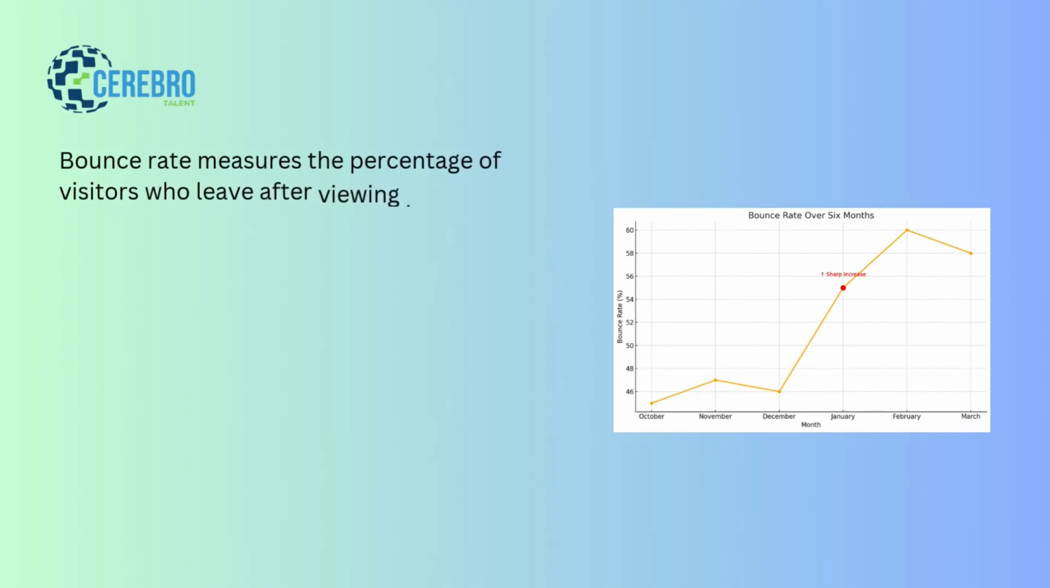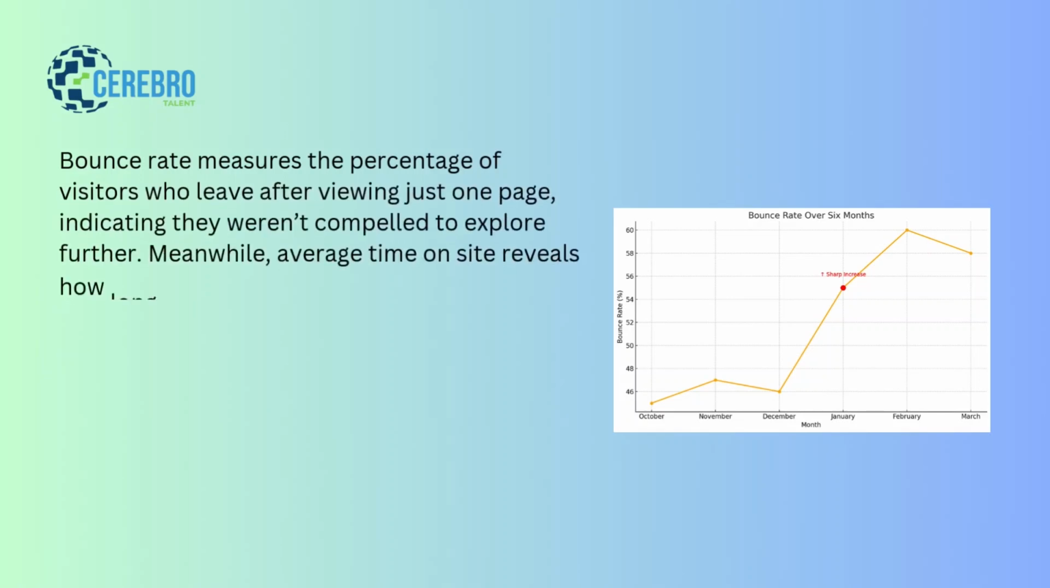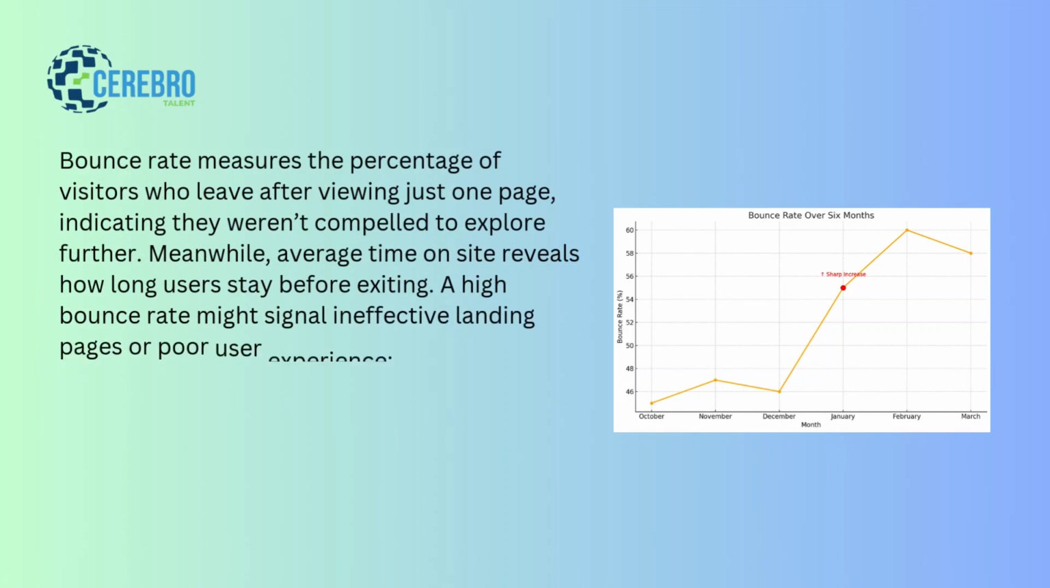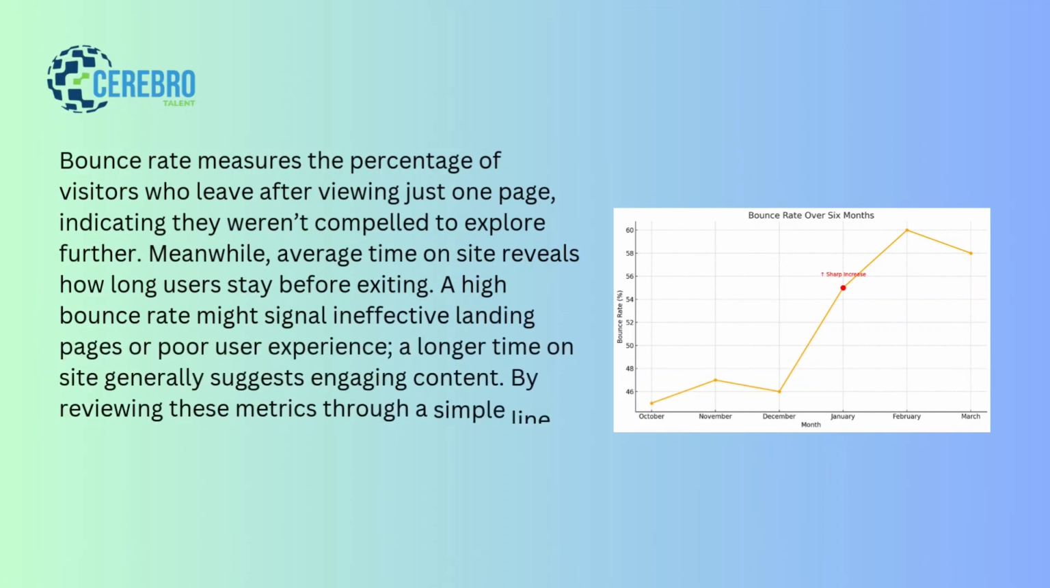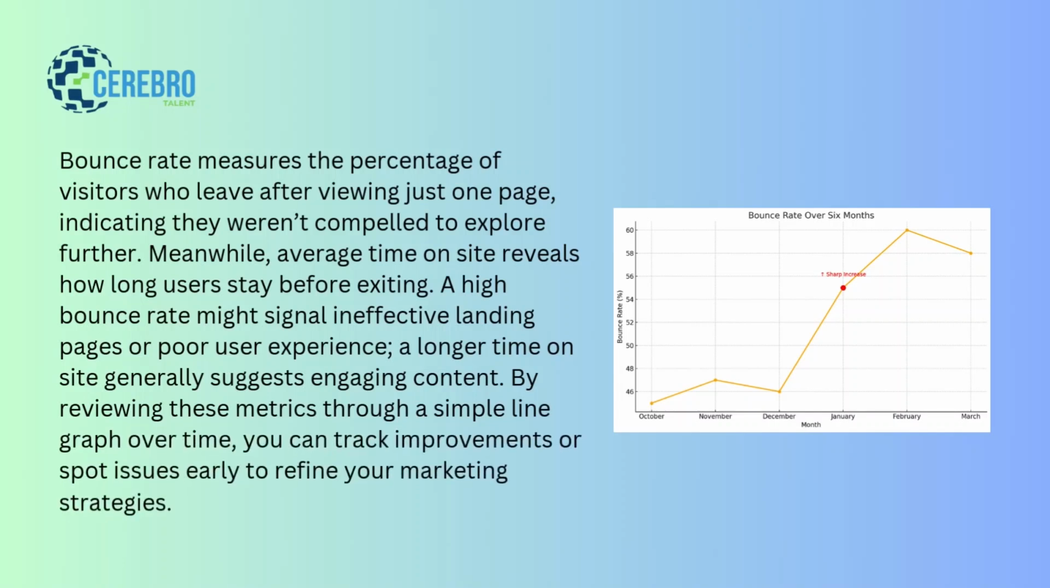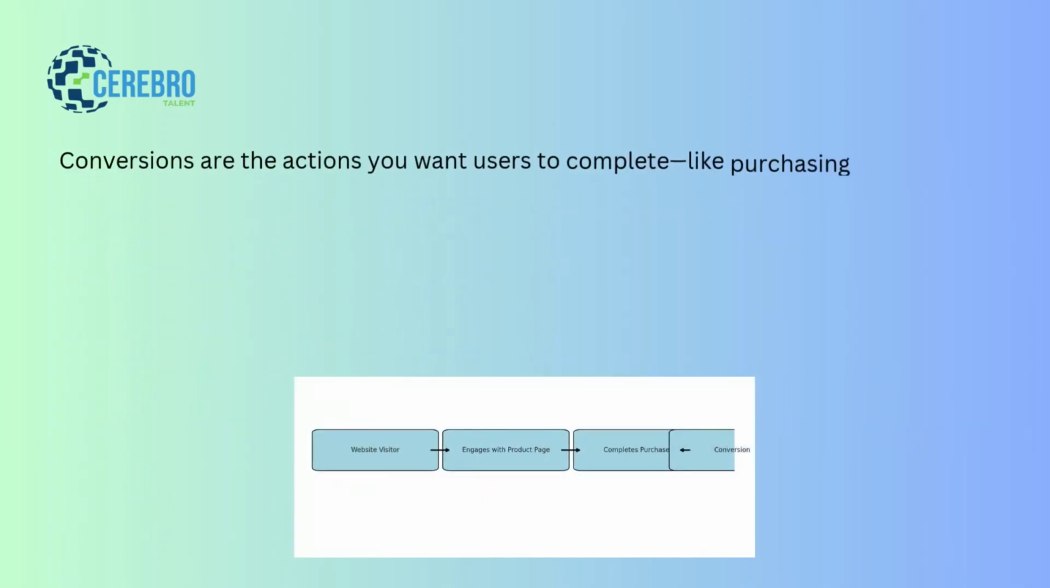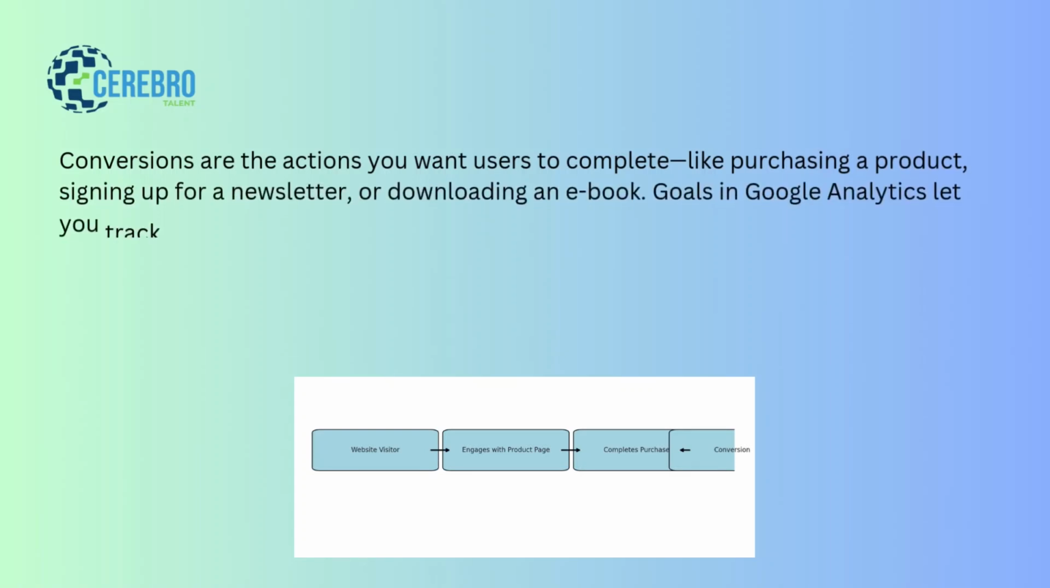Bounce rate measures the percentage of visitors who leave after viewing just one page, indicating that they weren't compelled to explore further. Meanwhile, average time on site reveals how long users stay before exiting. A high bounce rate might signal ineffective landing pages, irrelevant content, or poor user experience. Conversely, a longer time on site generally suggests engaging content. By reviewing these metrics through a simple line graph over time, you can track improvements or spot issues early to refine your marketing strategies.